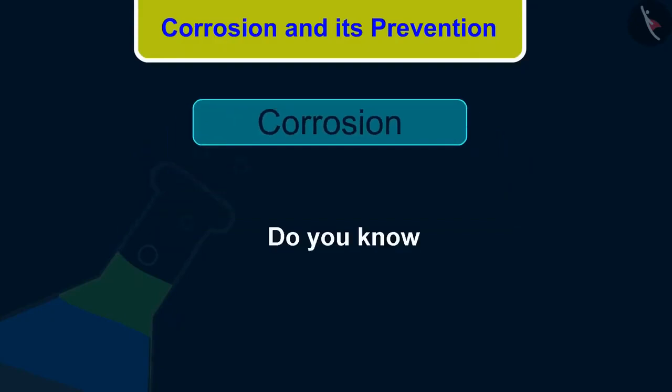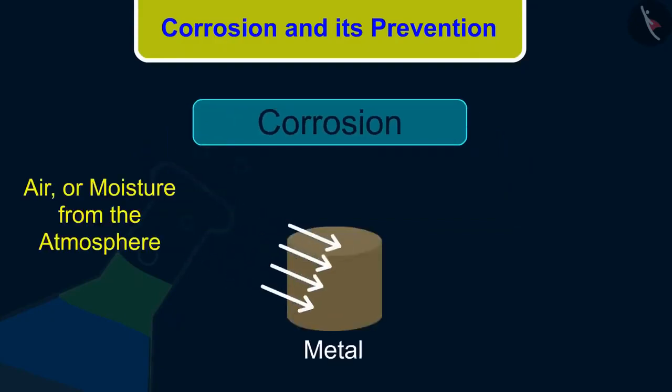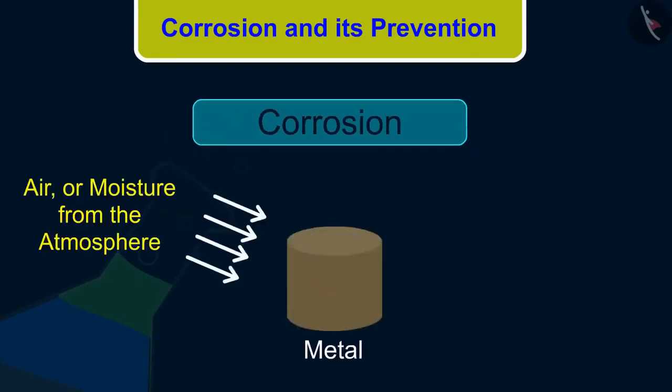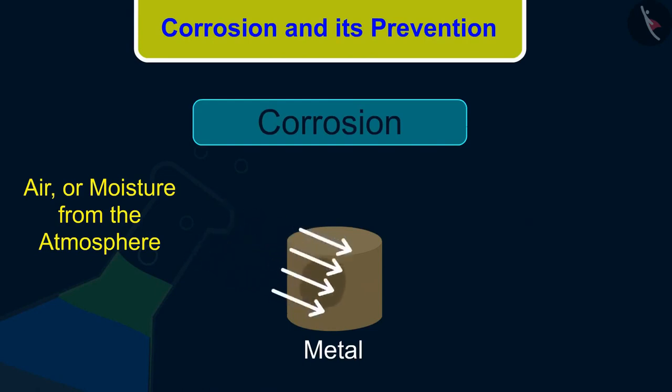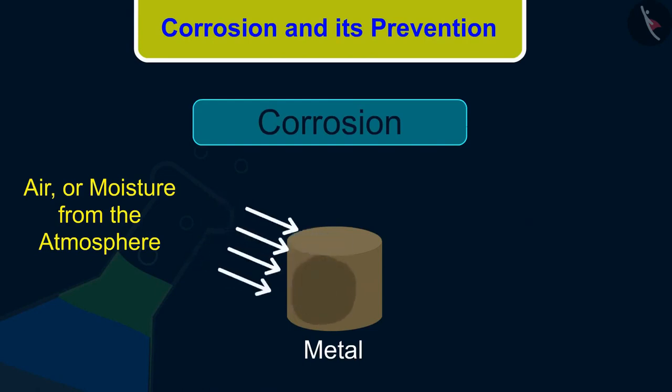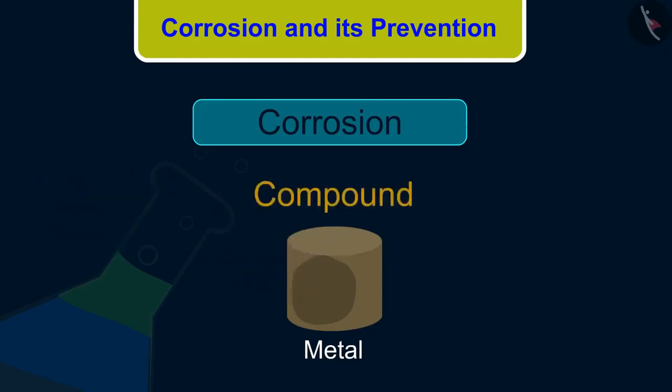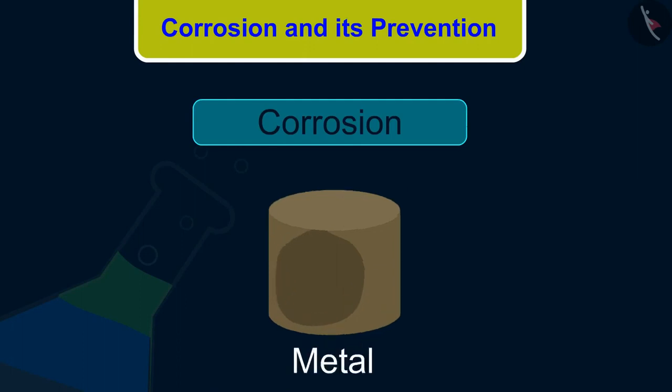Children, do you know that if a metal is reactive, its surface may be slowly attacked by the air or moisture from the atmosphere? The metals react with oxygen present in air and form a compound on its surface. The formation of such a substance tarnishes the metal. That is, it makes the surface of the metal appear dull.